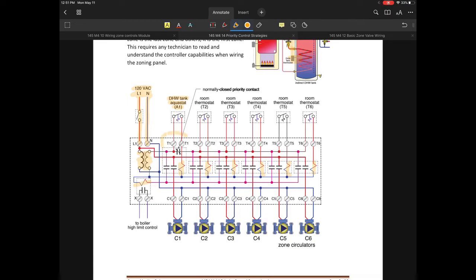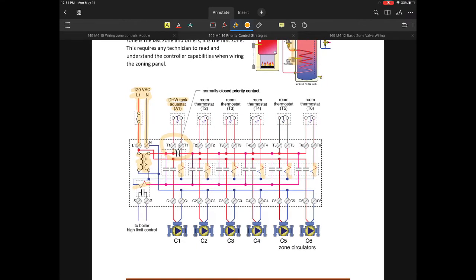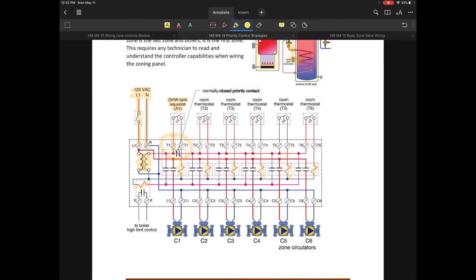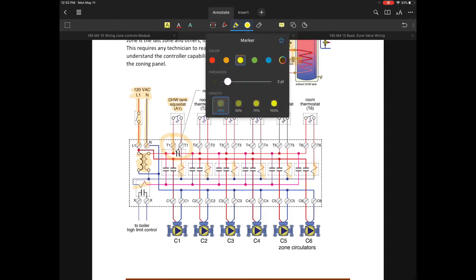Now, the beauty of this one is that it will build into the diagram. If on this particular unit they are using the domestic hot water tank Aquastat A1, they are deeming that as requiring to go to the T1 inputs. So they are providing nothing more than a contact closure to give you a demand. And that's true of T2 through T6 as well.